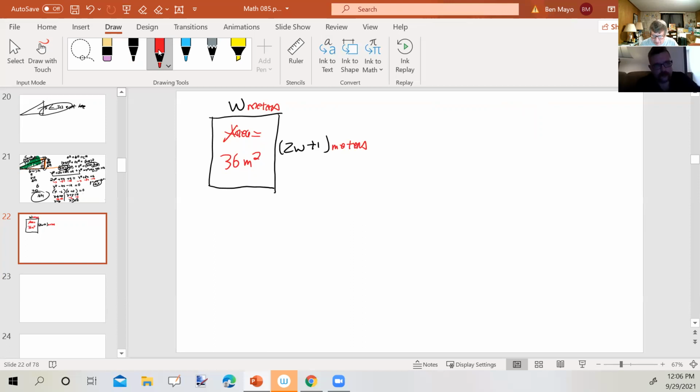Okay, so the lengths of the two sides are W and 2W plus 1. And the total area is 36 square meters. So we're dealing with a rectangle. Area equals length times width. So 36 equals 2W plus 1 times W.